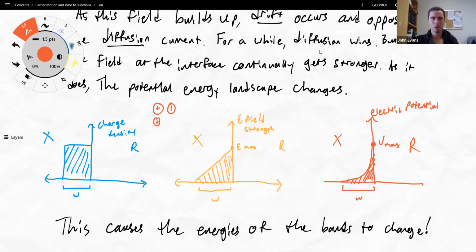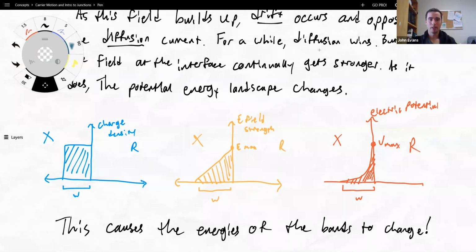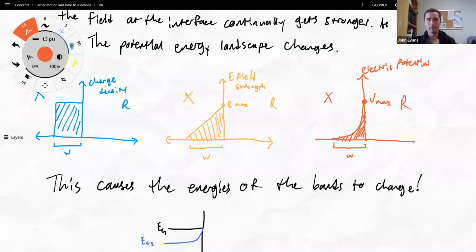The electric field gets stronger and stronger, which causes the electric potential, or the voltage, to do this, right? It causes this increase, this shift up in the electric potential up to a maximum right at the interface. Again, see how this is all occurring in this same region that we're going to call W for now.